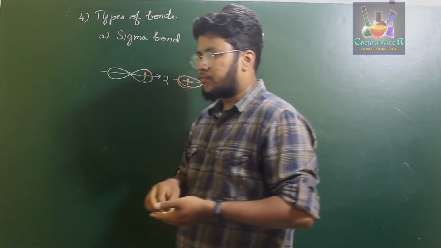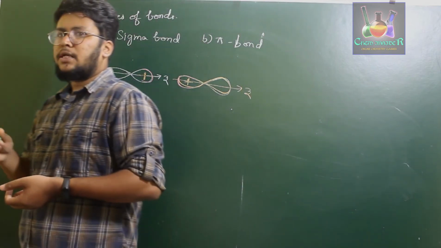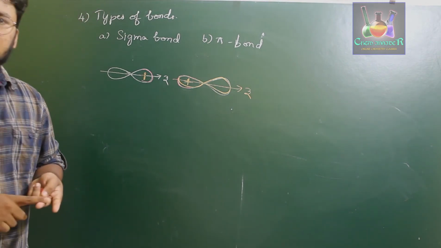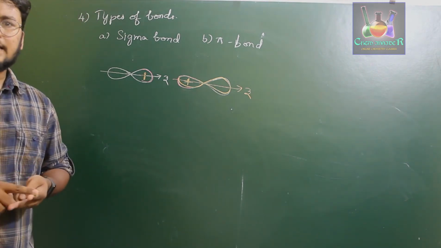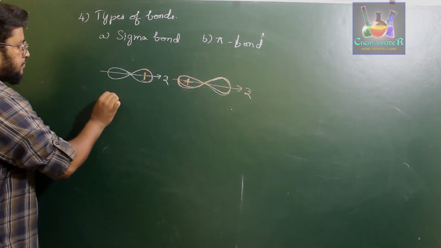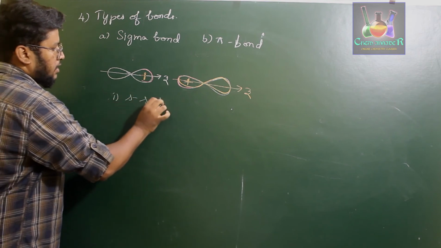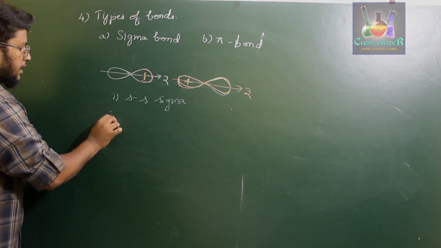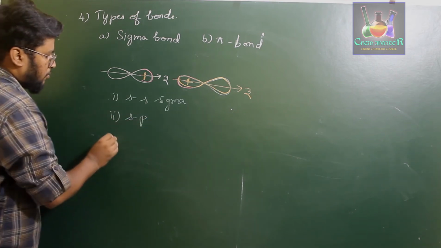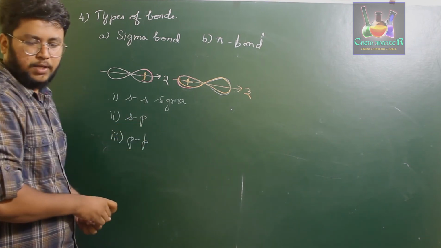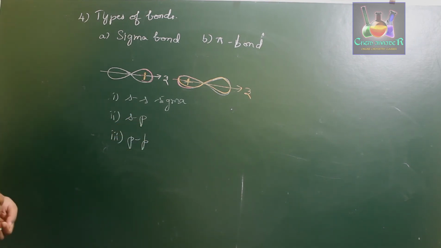So there are three types of overlapping, that is, the ss sigma bond, the sp sigma bond, and the pp sigma bond. First one is the ss sigma bond. Second one is the sp sigma bond. Third one is the pp sigma bond.